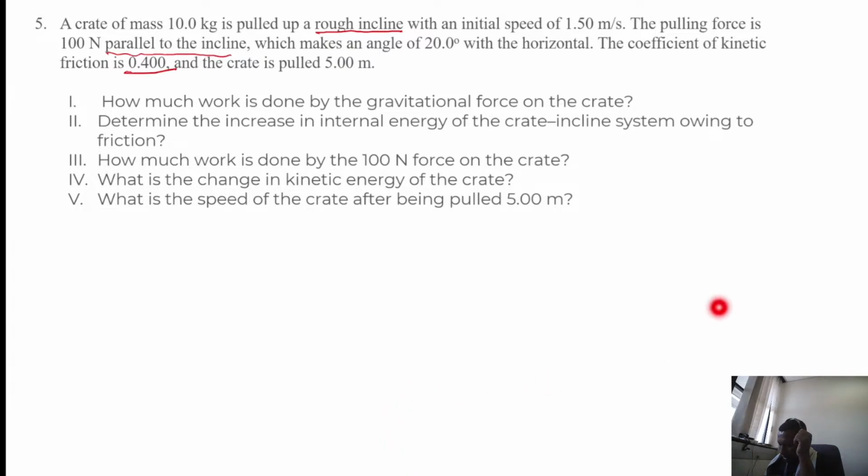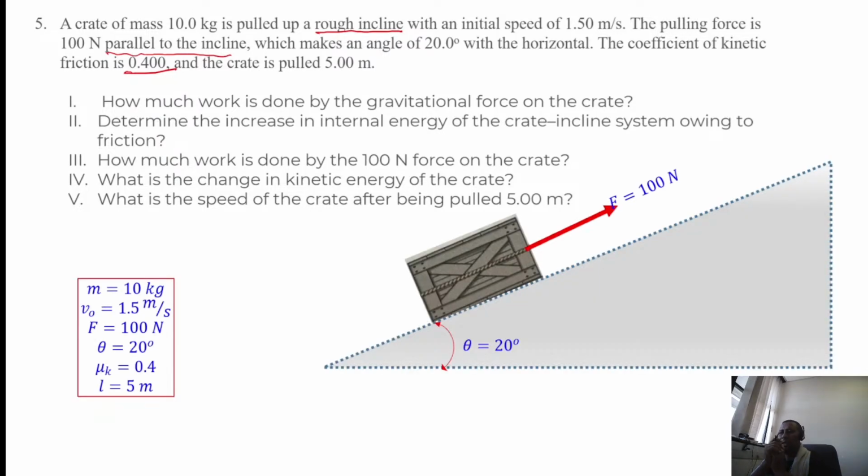I'm going to hide this. Then the cart moves 5 meters up the incline. Let's discuss like this. The mass is given. The initial velocity was given. The force with which this thing is pulled up is given. The angle of inclination is also given. Mu k is given. The length it moves is given.